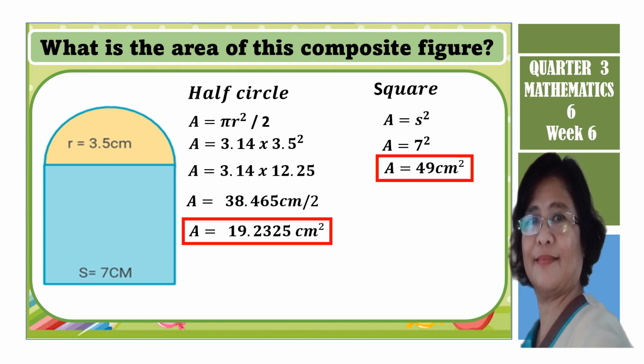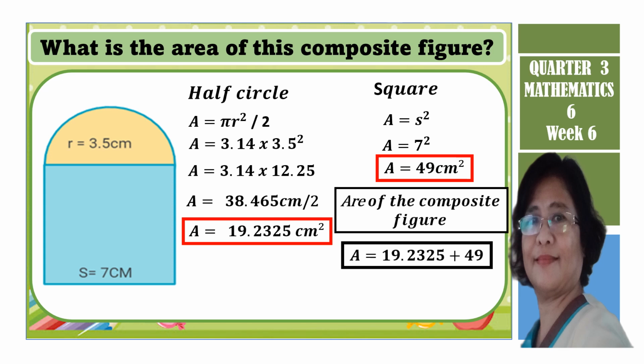So to find the area of this composite figure, combine the area of the two. So let us now add. The area of the half circle is 19.2325 plus the square, which is 49. Combine them, add. The answer is 68.2325 cm squared.